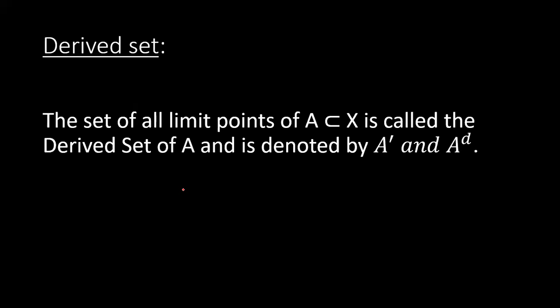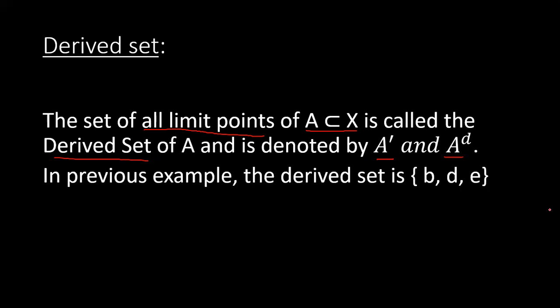So next we move toward the derived set. The set of all limit points of a set A, which is a subset of X, is called the derived set of A, and it is denoted by A derived. In the previous example, the derived set is {b, d, e} because b, d, and e were the accumulation points of the set A. So the derived set of that set A, {a, b, c}, was {b, d, e}.